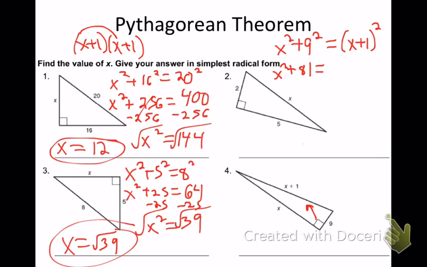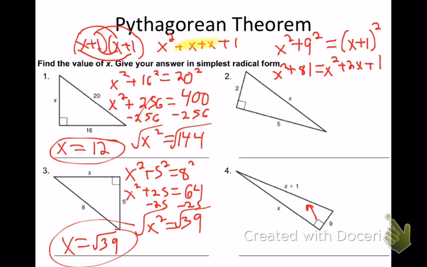So first, x times x is x squared. Outside, x times 1 is x. Inside, 1 times x is x. And then 1 times 1 is 1. And then I combine the middle terms. What's x plus x? So I get x squared plus 2x plus 1.